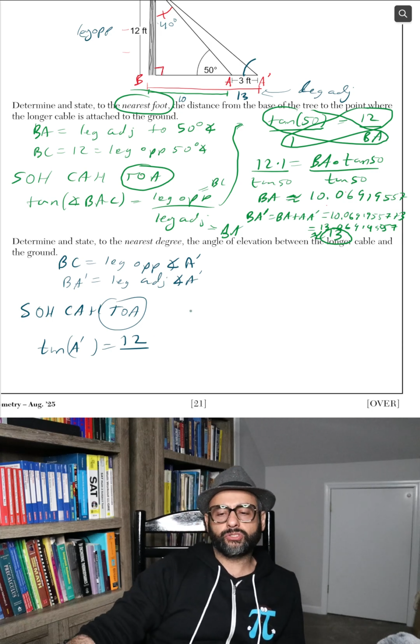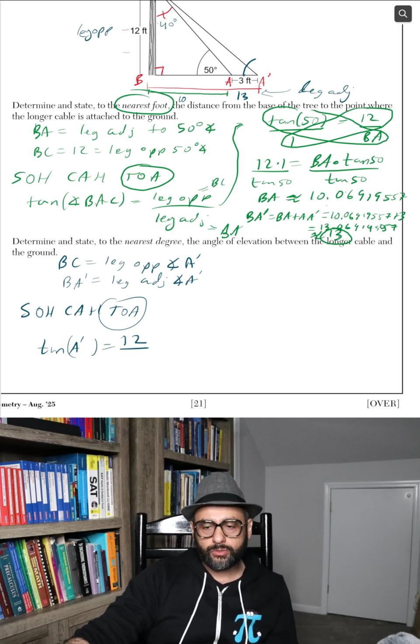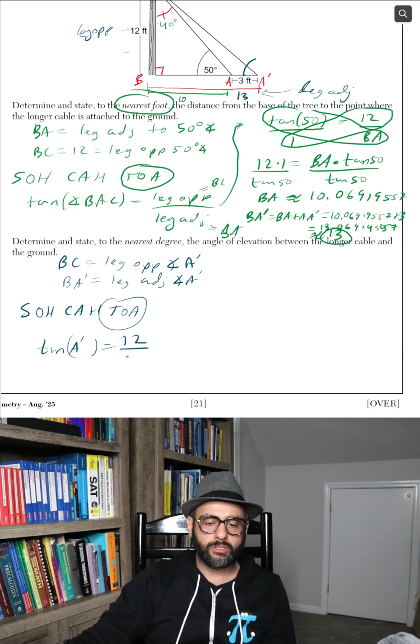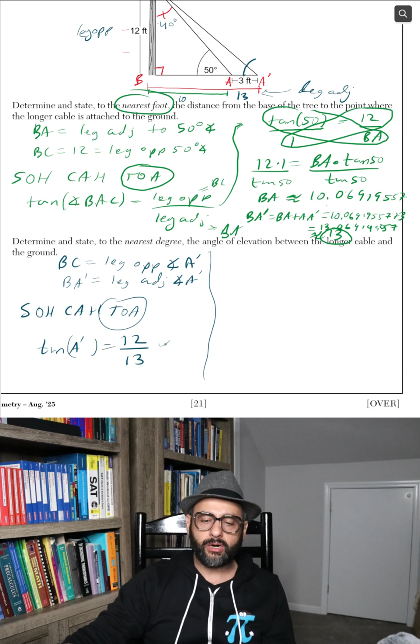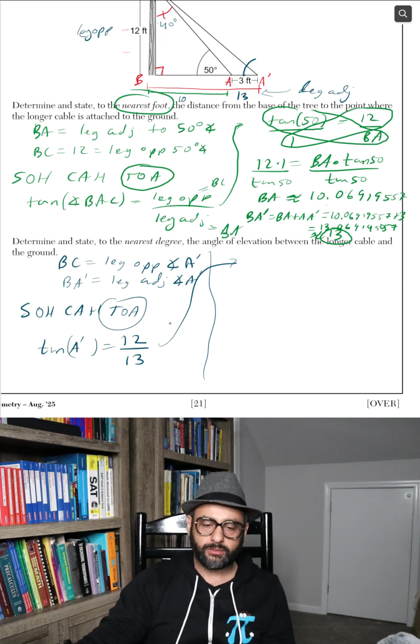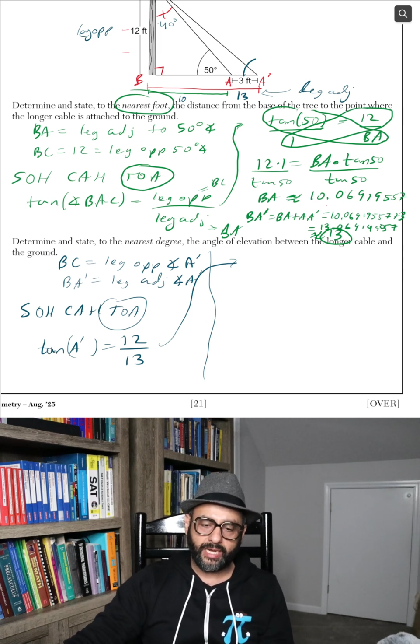Perfectly valid question: do you use the 13 or do you use the 13.06919557? You are allowed to use the answer from the previous question, so you are allowed to use the 13. Okay? So that's equal to 12 over 13. Now there's another part of the tangent that you have to remember, the inverse function. How do you undo tangent?